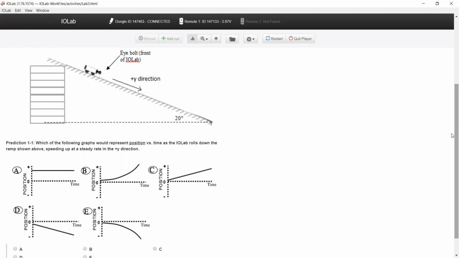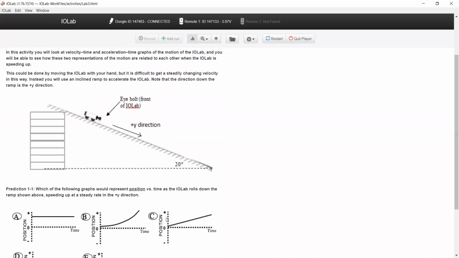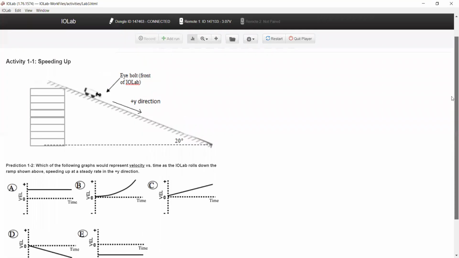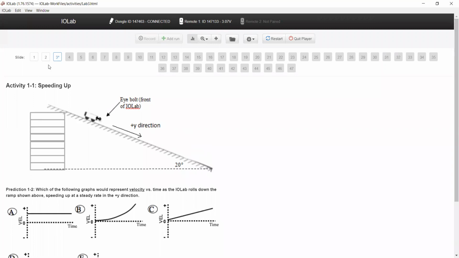I have already given the hint that there will be a positive slope while moving in the positive direction. If it is speeding up, then that slope has to be changing. So if we are increasing the speed, that slope has to constantly change, and it still has to be positive. So go ahead and make a prediction for that. After making the prediction in slide 2, do not forget to click on save and go next.